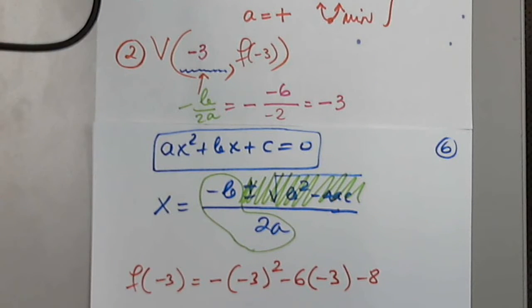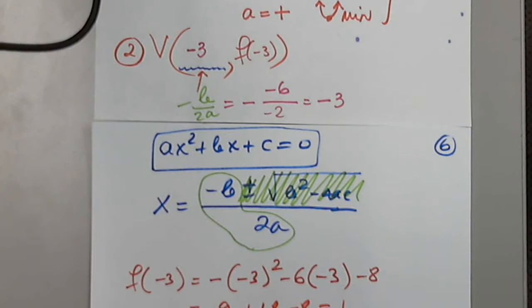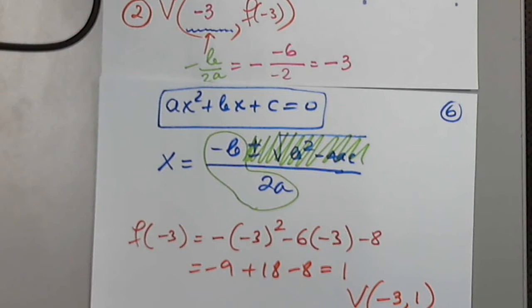Which operation needs to be performed first? Squaring. Awesome. How much is -3 squared? 9, with minus in front, -9. Very good. Plus 18 minus 8. Do this first: -9 plus 18, then minus 8, still 1. Correct. So the coordinates of the vertex are -3, 1. Very good.